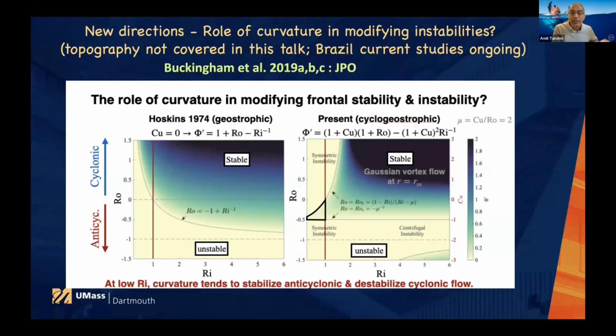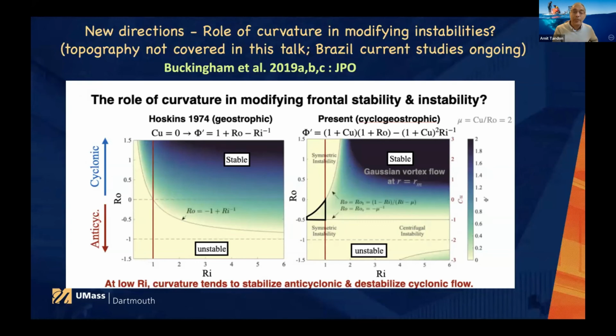Firstly, it's not surprising that you get centrifugal instability, but then there are regions now where the flow used to be stable for cyclonic vortices that is now unstable to symmetric instability. So order 1 Rossby number, but Richardson number between 0 and 1, the flow is now much more symmetrically unstable than it was before.